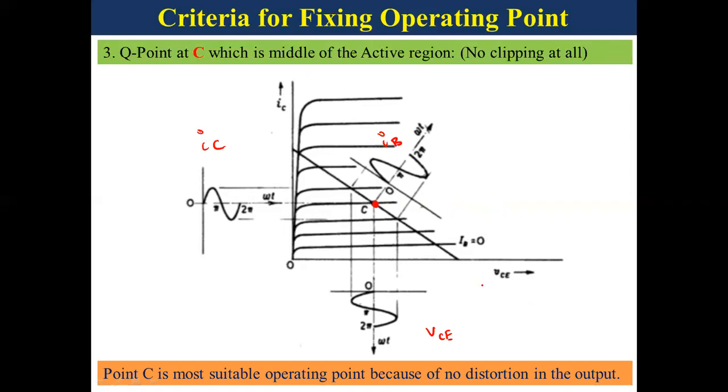So out of these 3 points, C is the best location. It means if we want to use the transistor as an amplifier, the operating point should be in the middle of the active region.